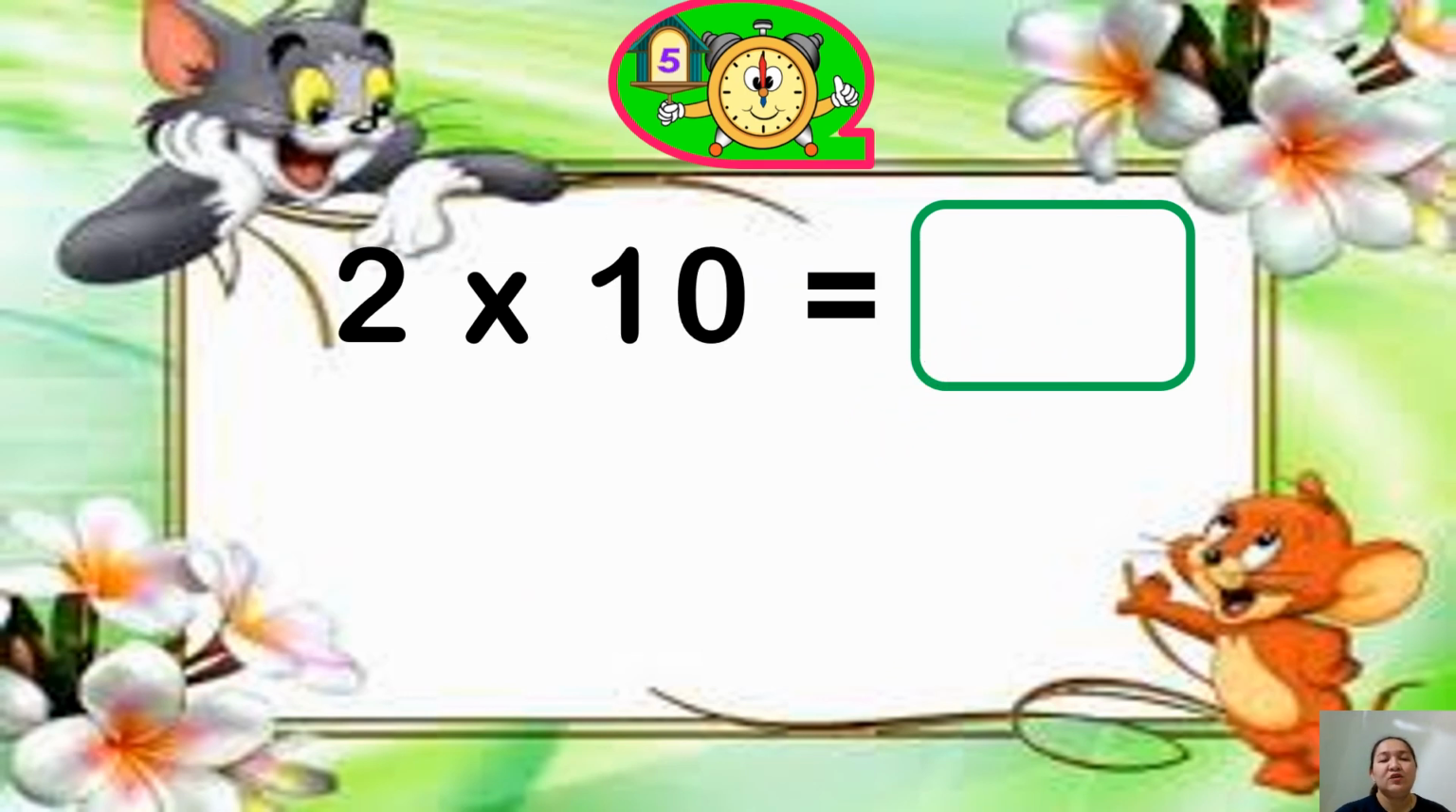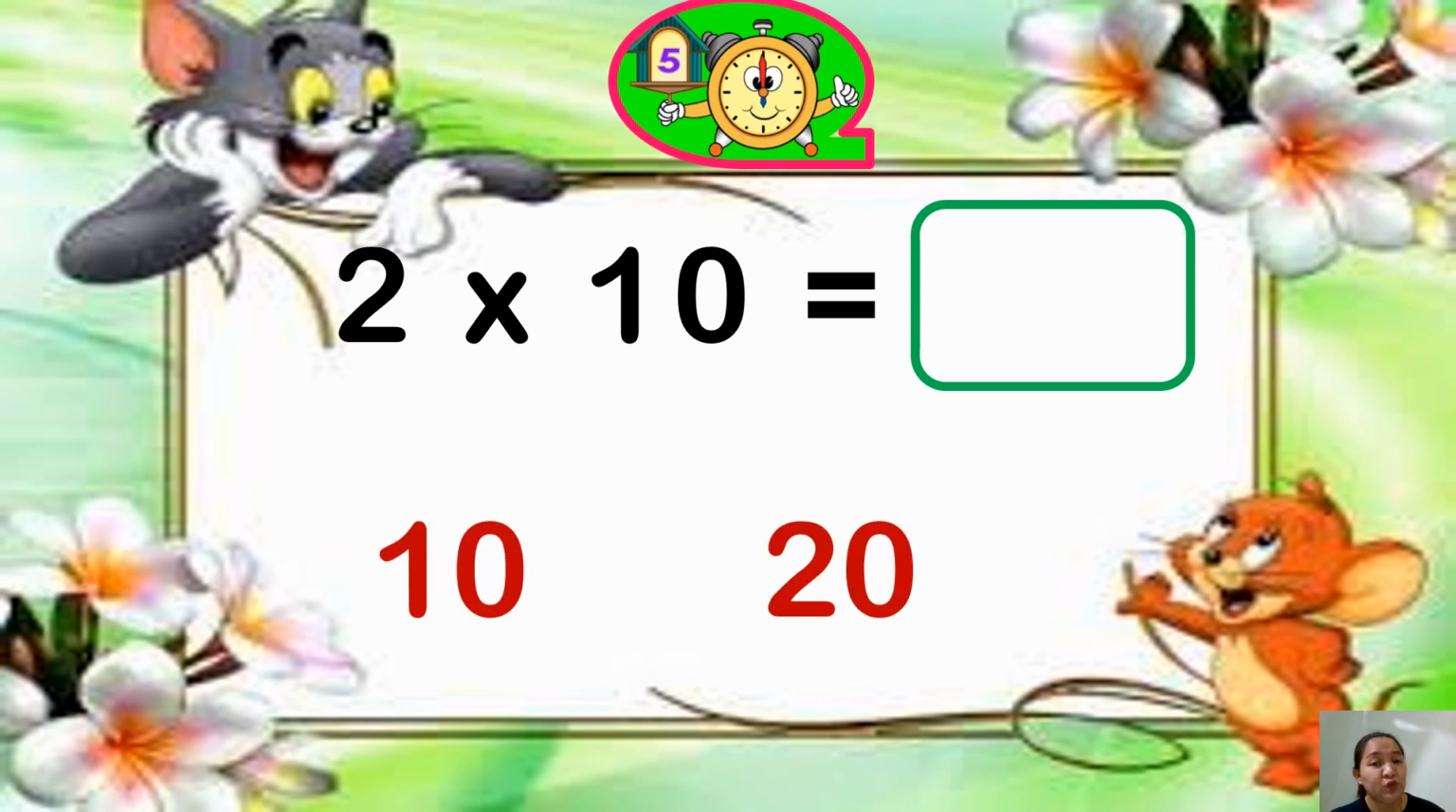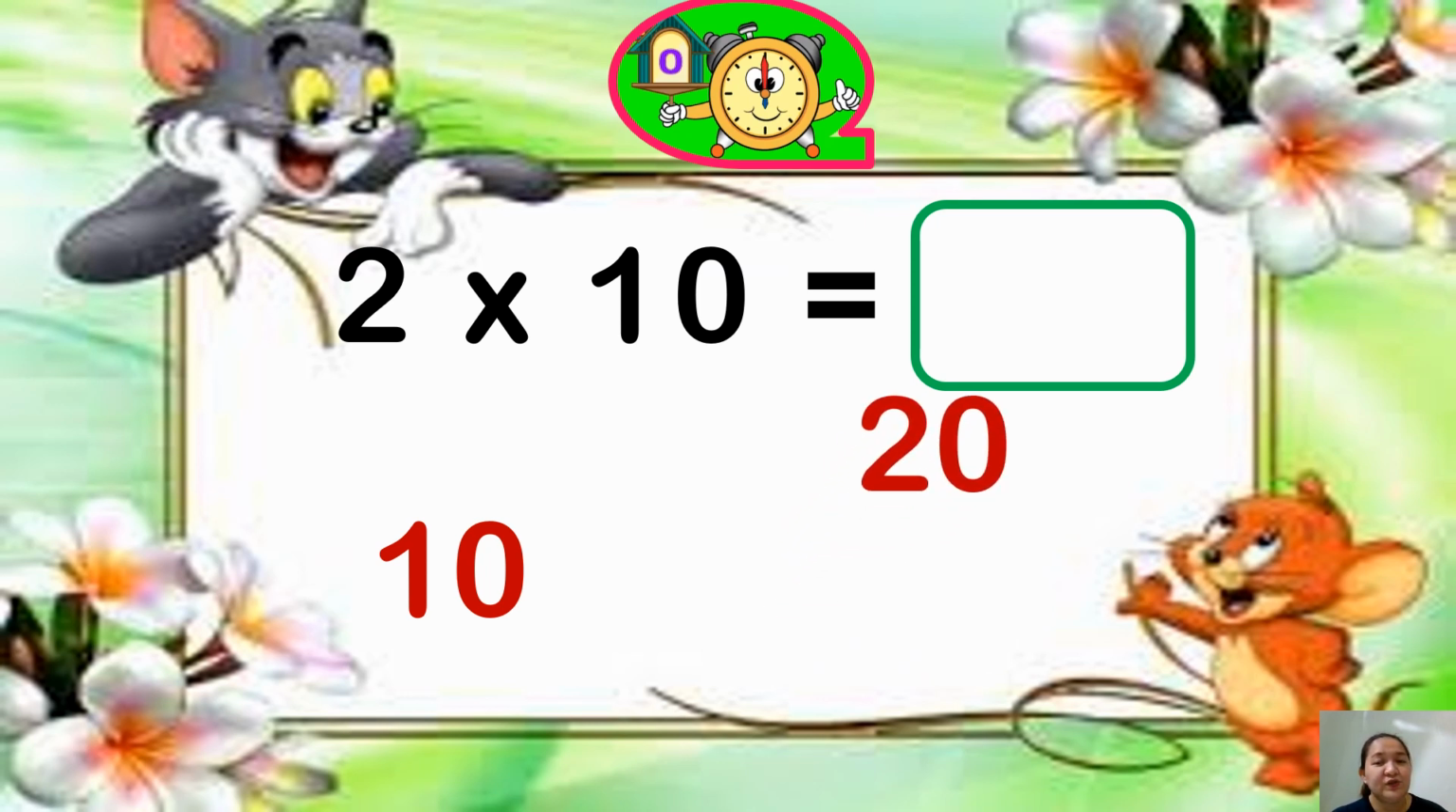Next is 2 multiplied by 10 is 10 or 20. 2 times 10 is 10 or 20. So what's your answer? It's 20.